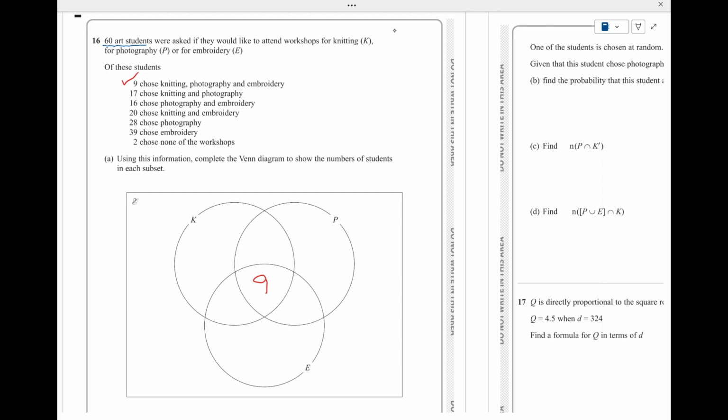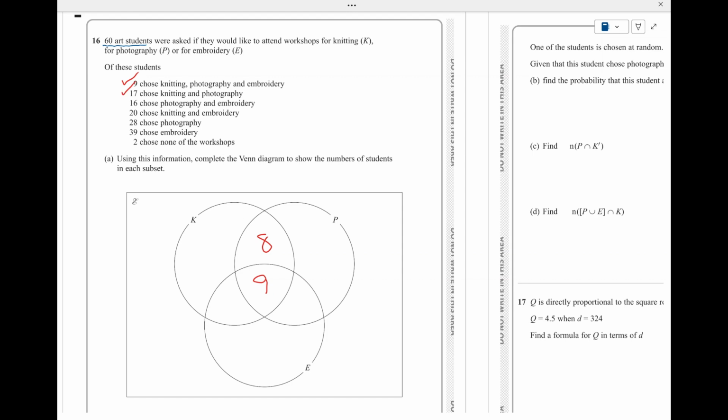17 chose knitting and photography. Now, does that mean that I can just write 17 in here? No, because if I did that, then in fact 26 of them would have chosen knitting and photography. When it says 17 chose knitting and photography, that means that 17 are here. Some of them also chose embroidery, you see. So if 17 chose knitting and photography, then 8 must have chosen knitting and photography and not embroidery, and 9 must have chosen knitting and photography and also embroidery.